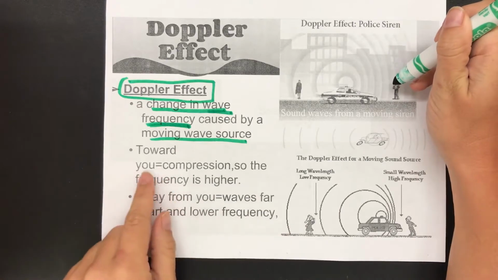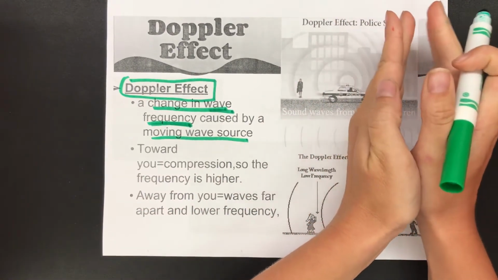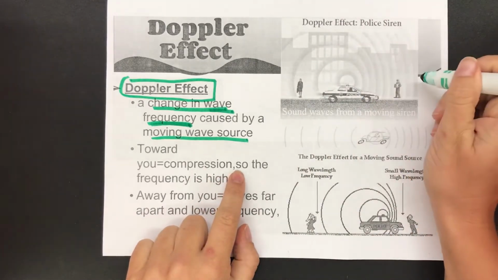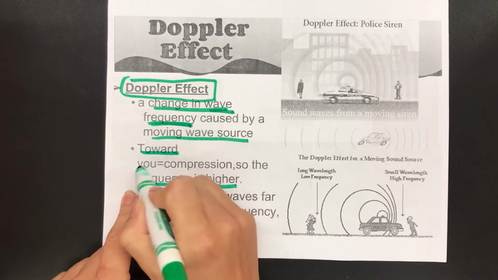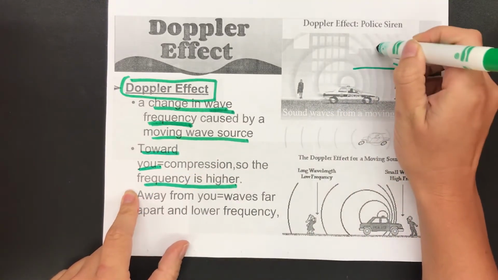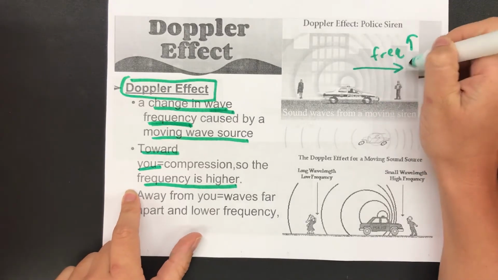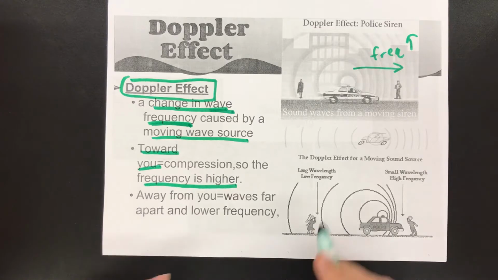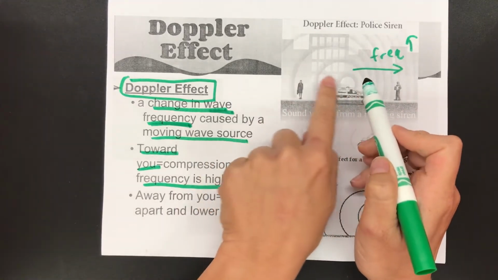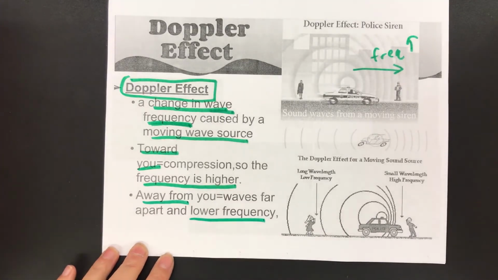Okay, so when the siren is moving towards you, this picture is visually showing you, as it's moving towards you, you have compressions. So you have these tight, compact compressions going towards you. So frequency is higher. As it's going towards you, frequency is higher. As it moves away from you, you can visually see it again in this picture. Away, you have a low frequency.